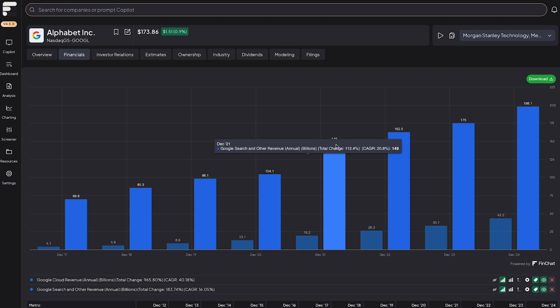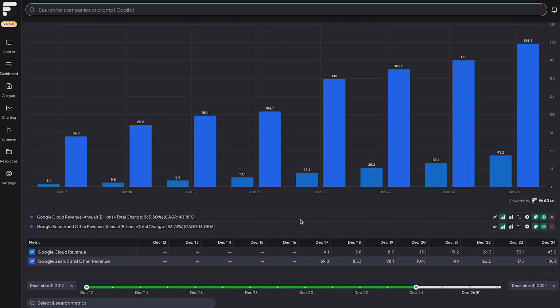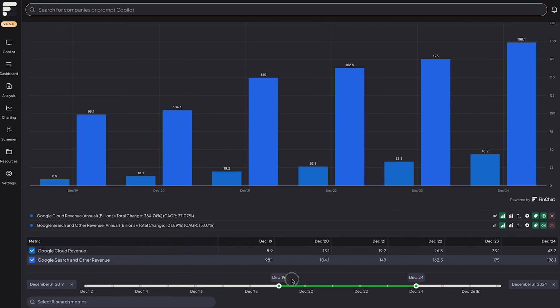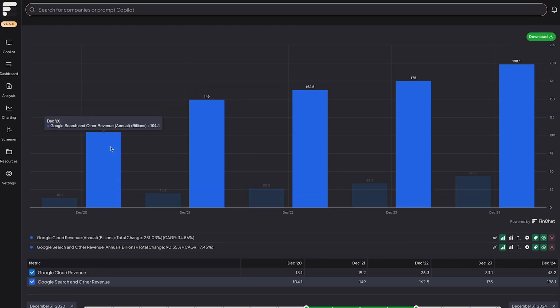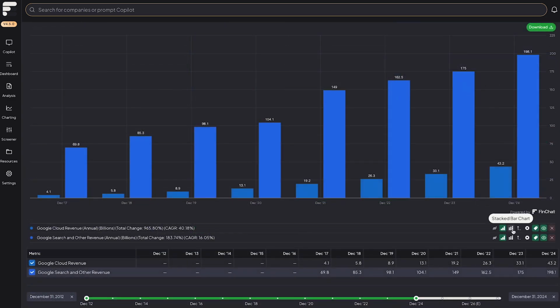You can see every year the Google search revenue is increasing every single year. So it's really good to see trends like this. And if I wanted to see only the last 5 years, then I can just change this to December 2020, and this only shows me data for the last 5 years. If I wanted to stack these charts, I could do that as well.